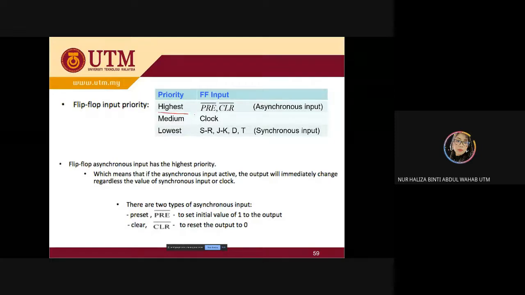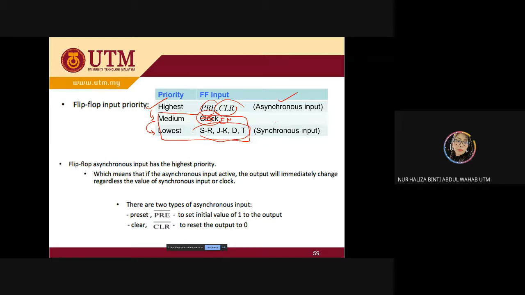Just now you have only these two. Just now is EN. So here, if you have free and clear, you're going to prioritize these. After that, just you look into the clock, and after you look into your clock, then you can look into your input. It is about synchronized and unsynchronized thing.